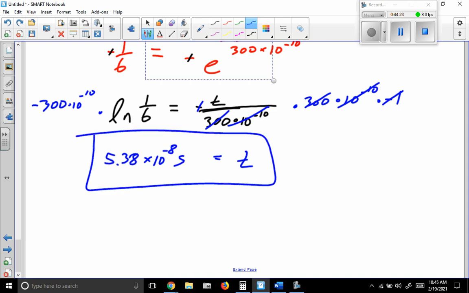This is something that happens very, very quickly. As soon as we turn that switch on, our voltage is going to ramp up across our capacitor. But it's not instantaneous. It does take a little bit of time, but not very much time at all.